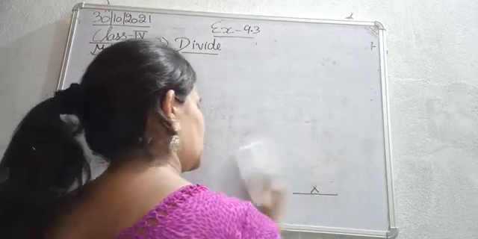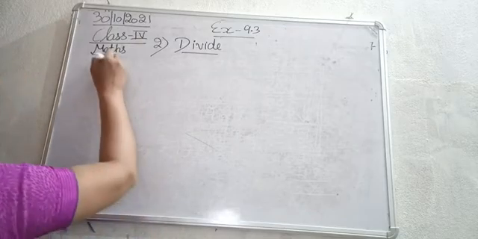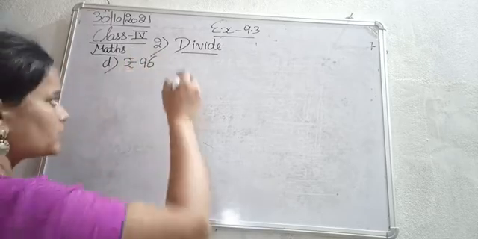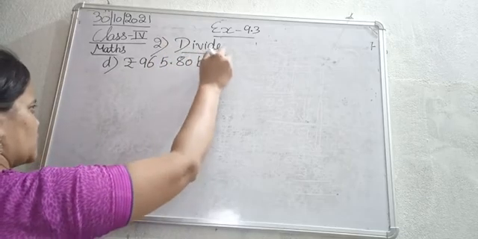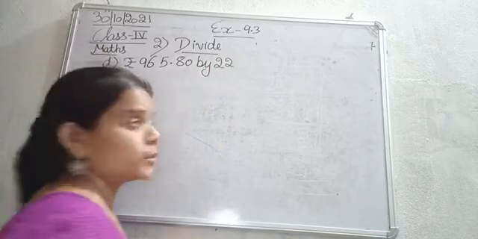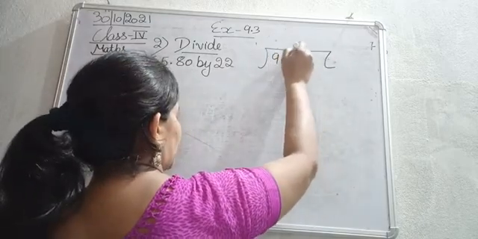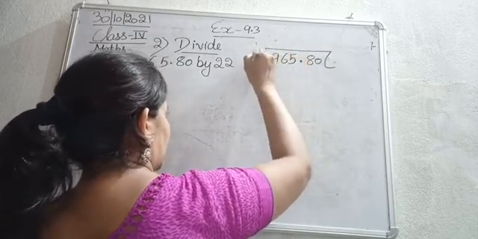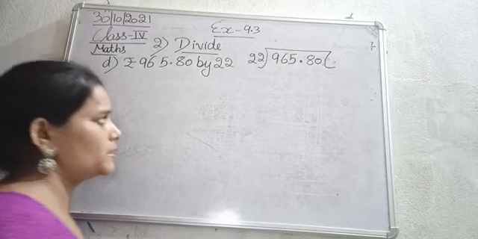So in the D part, we need to divide 965 rupees 80 paise by 22. So we need to divide these 965 rupees 80 paise by 22. So let's divide it. 965 rupees 80 paise divided by 22. Okay, so let's divide it.